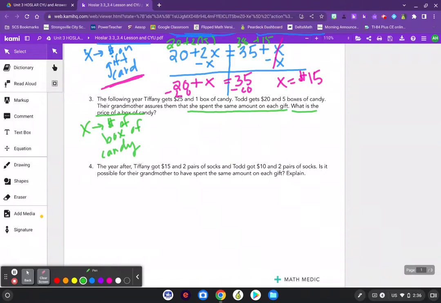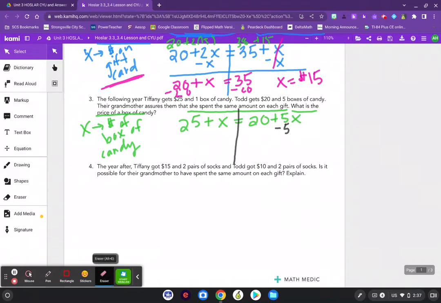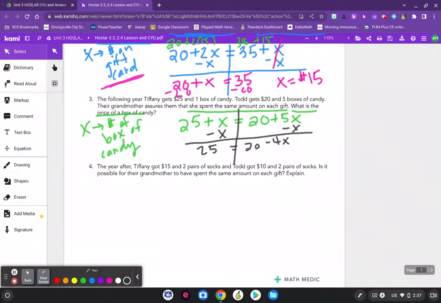Again, Grandma says she spent the same amount on each gift. For Tiffany, she gave her $25 and 1 box of candy. Todd got $20, but he got 5 boxes of candy. Then I'm just going to solve. My advice is always to get rid of the X's, and I would not subtract 5X from both sides to do that. I would subtract 1X from both sides. And so I get 25 equals 20 plus 4X. I'm going to subtract 20 on both sides.